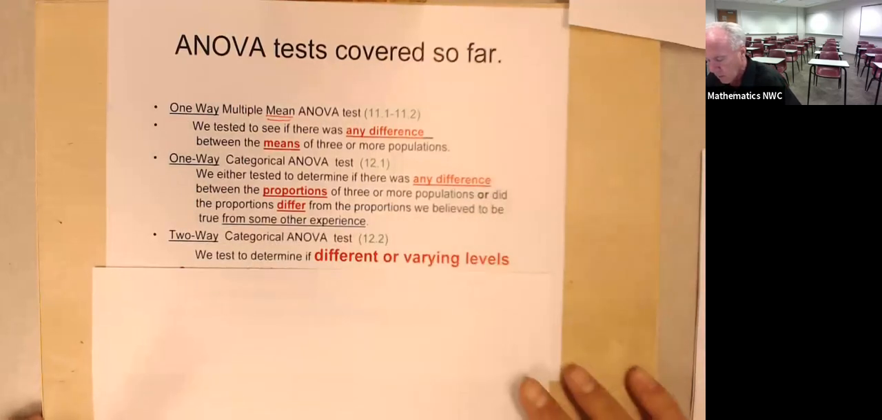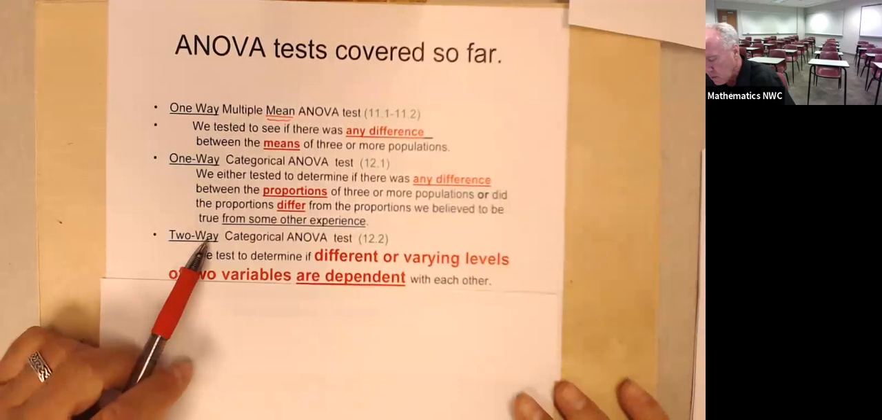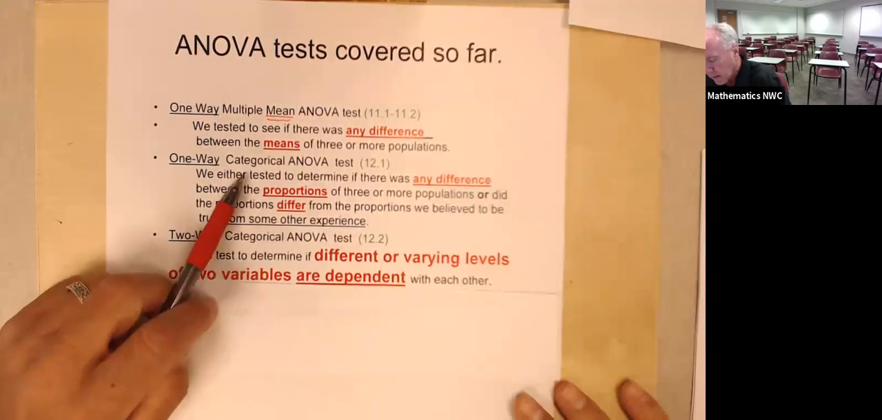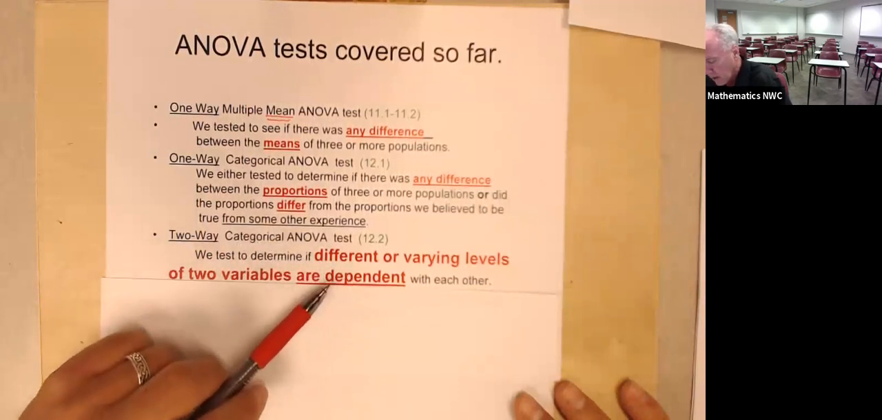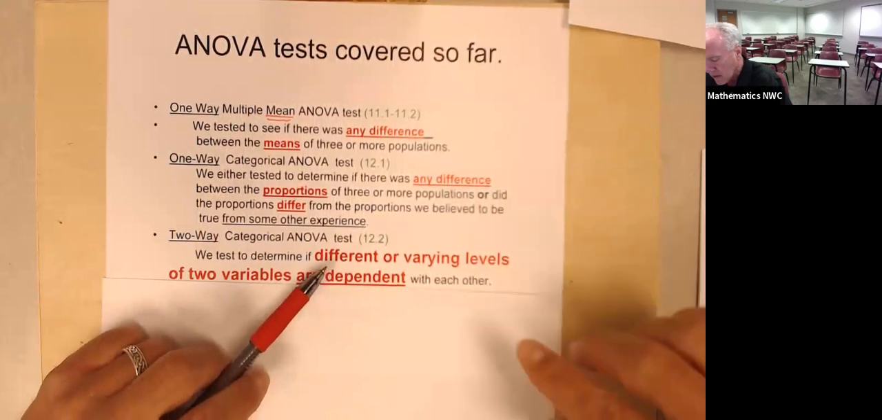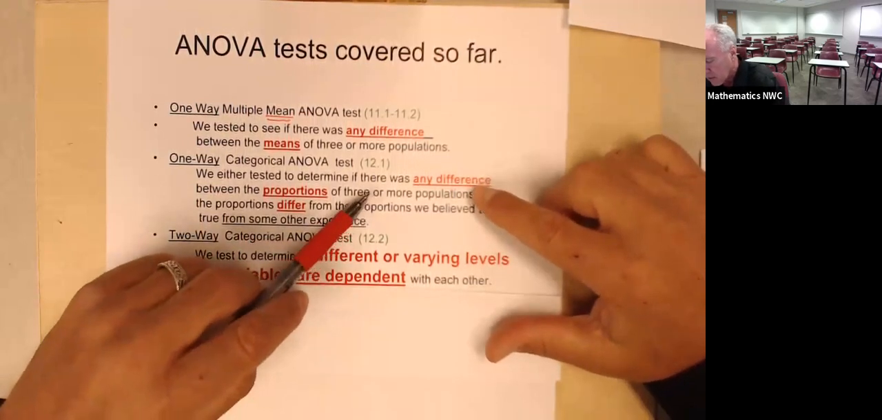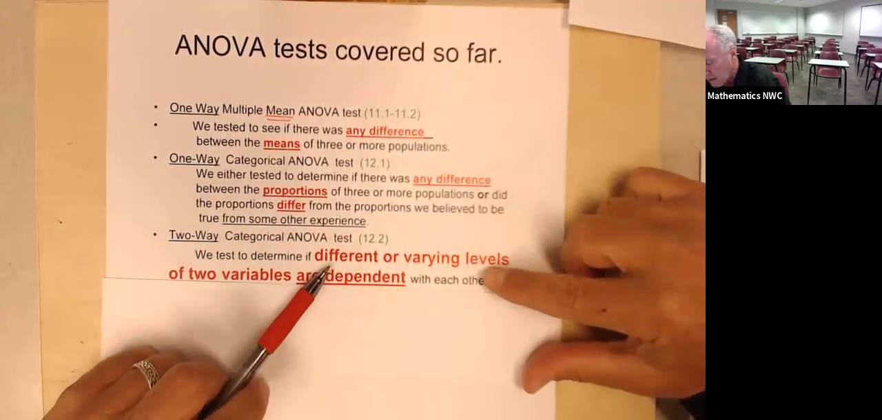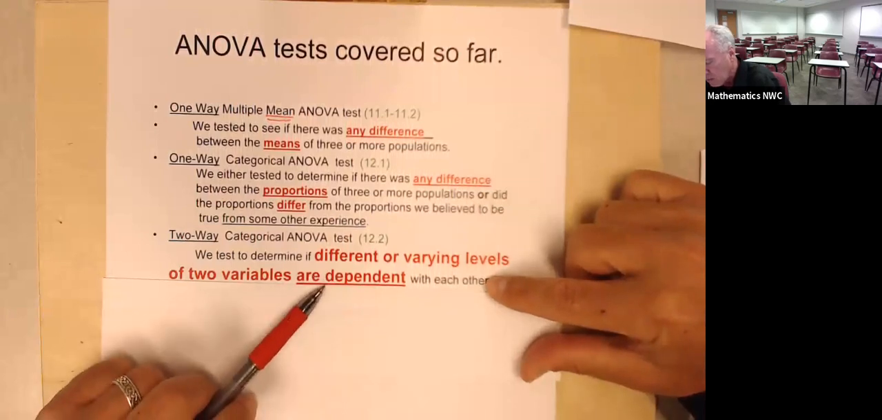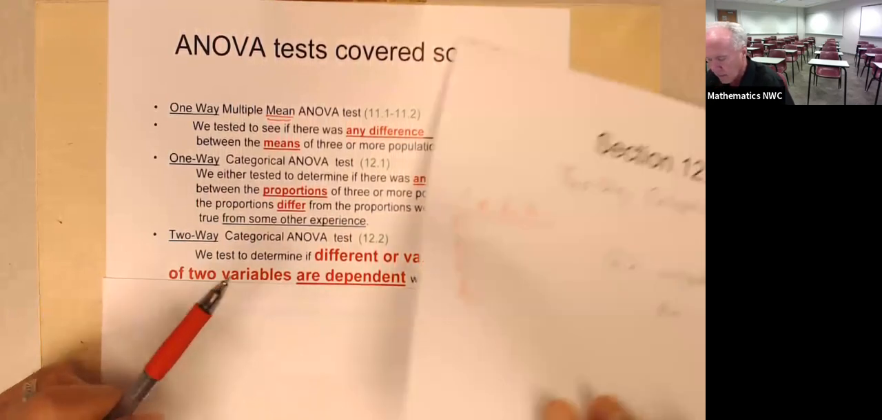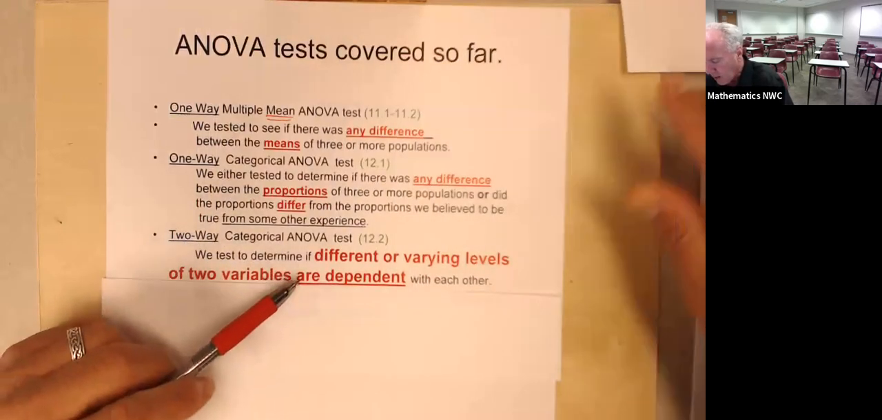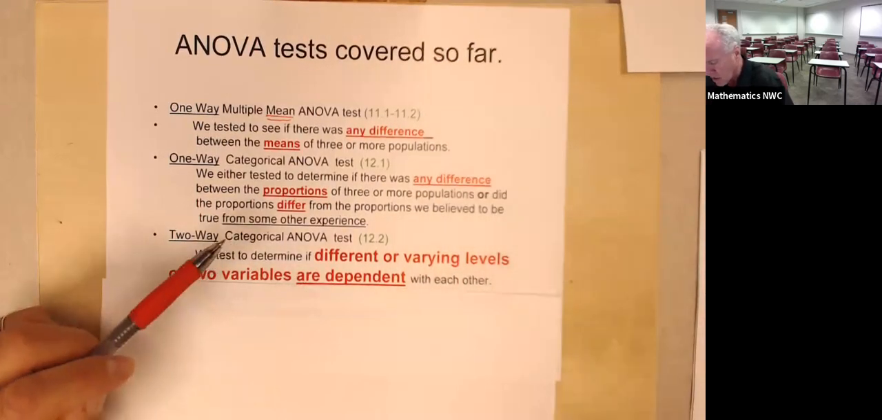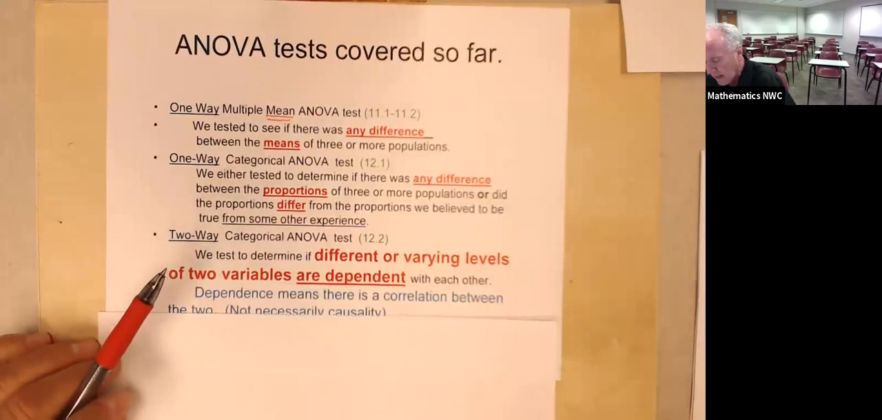Today, we're looking at two-way categorical. That's just like 12.1. Categorical means proportions. Again, an ANOVA test. We're testing, but now notice this. We're not testing if the proportions differ. We're testing, are the two variables, like these variables A and B, dependent with each other or are they independent?